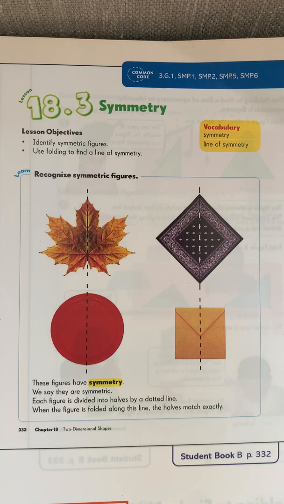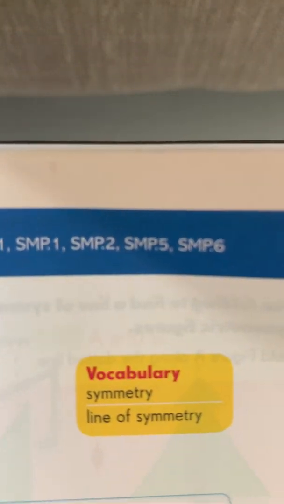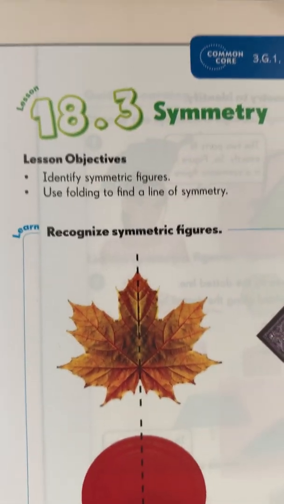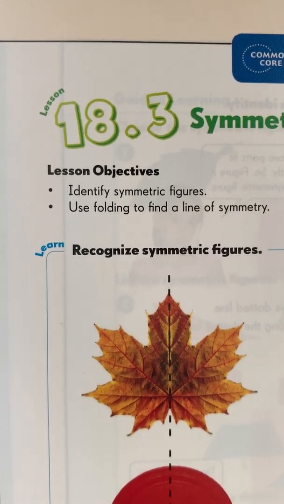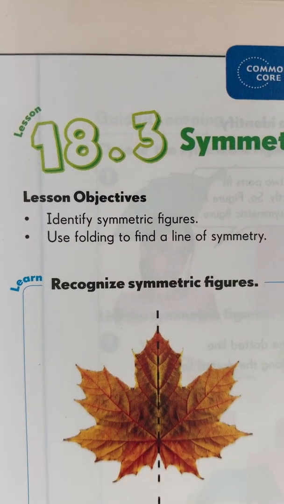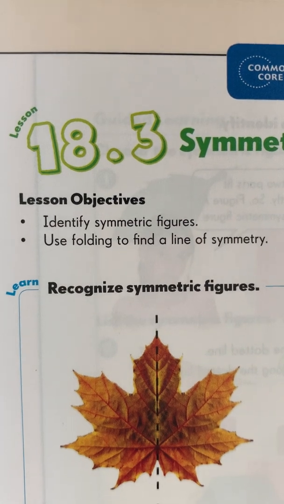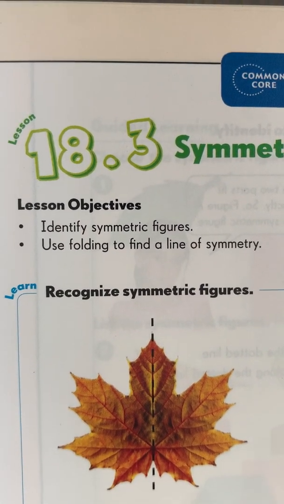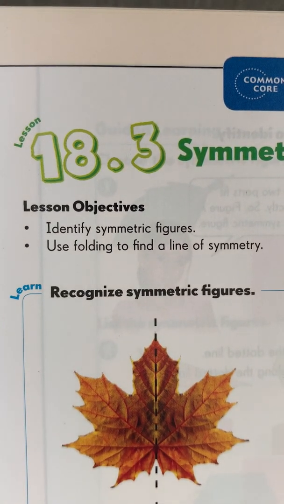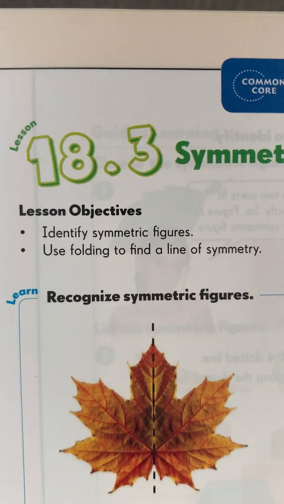So today we're going to be looking at two vocabulary words. We're going to be looking at symmetry and line of symmetry. If you want to add these to your math wall, go ahead and do that. All right. Let's take a quick look at this leaf. Now that dotted line right in the middle is called your line of symmetry. That's basically where you would fold this leaf so that when it is folded in half, all of the points and all of the areas of the leaf are exactly the same.